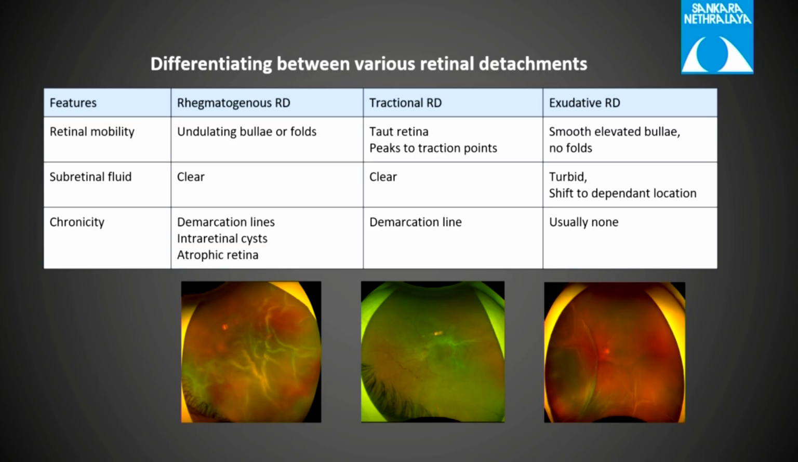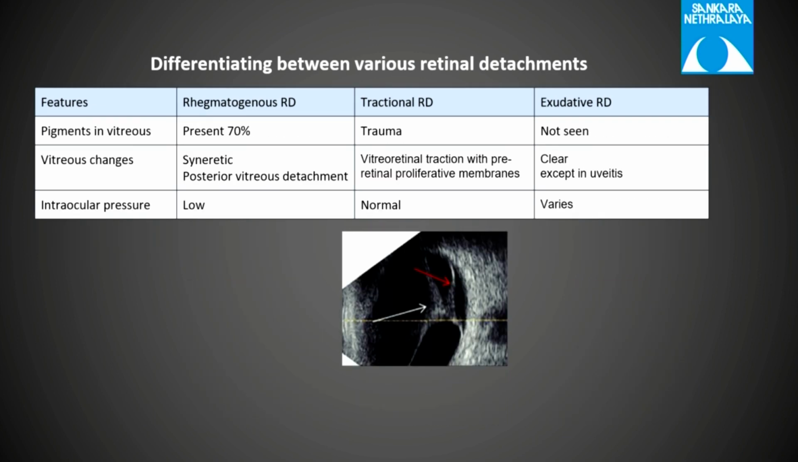And in ultrasound, you can see the shifting of the position on sitting and lying down. Then chronicity: in chronic rhegmatogenous RDs, there may be development of demarcation lines, intraretinal cysts, and atrophic retina is noted, and in tractional RD, a demarcation line will be seen. Then pigments in the vitreous are more commonly seen in rhegmatogenous RD because for the RPE cells to reach anteriorly, there should be a break. So it is seen mostly only in rhegmatogenous RD.